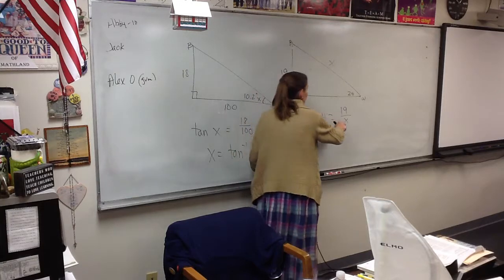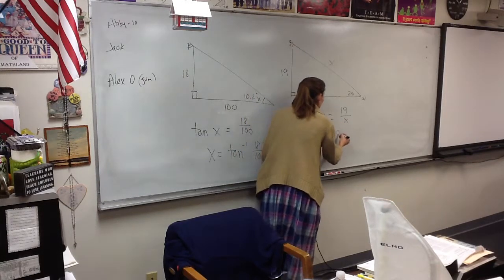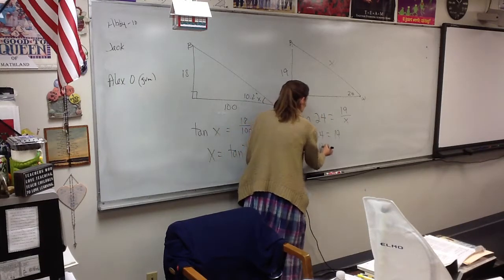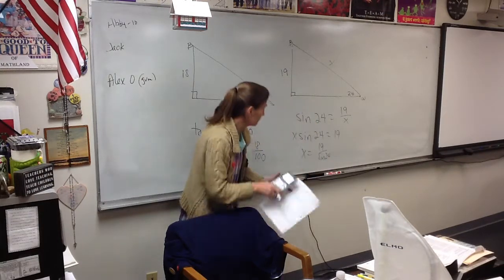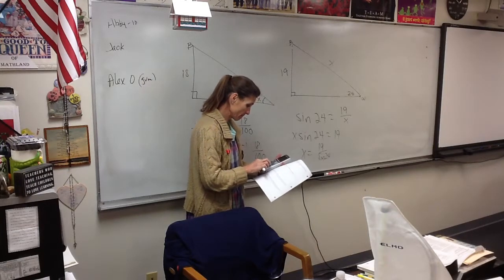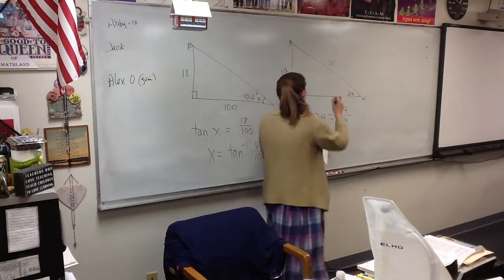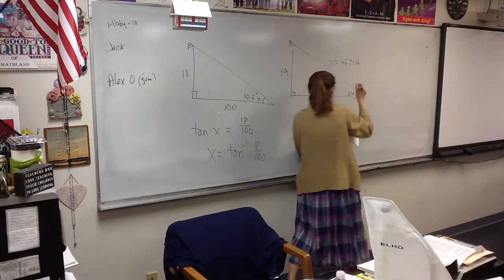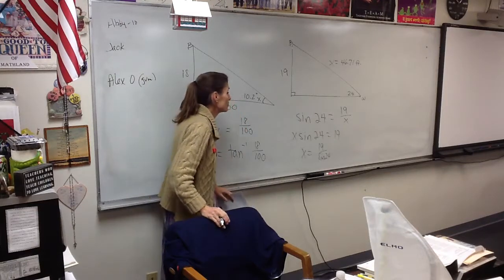These are the hard kind. We have to multiply by x, so we don't have that x down there anymore. And then we'll divide by the sine. Okay, so you should be able to type that in. Looks like the bird and the worm are 46.71 feet apart. Bryce, do you match that? Yes, ma'am. Thank you.